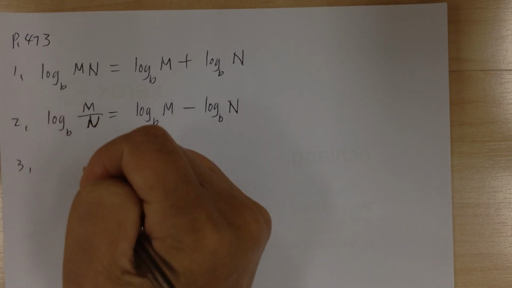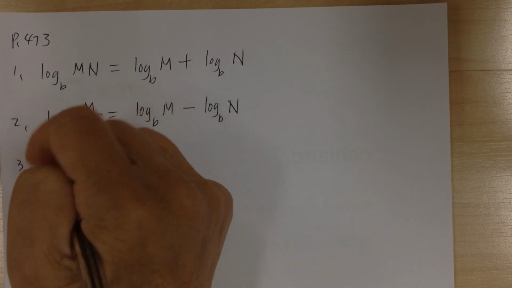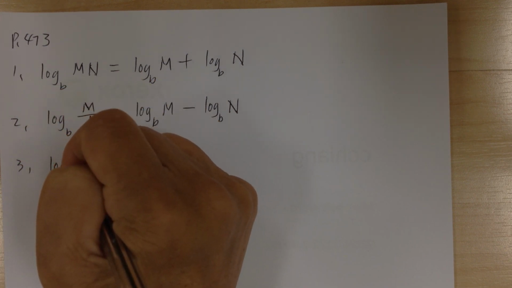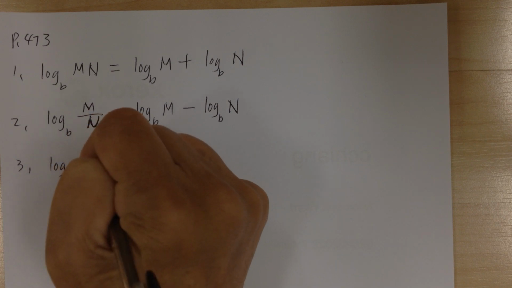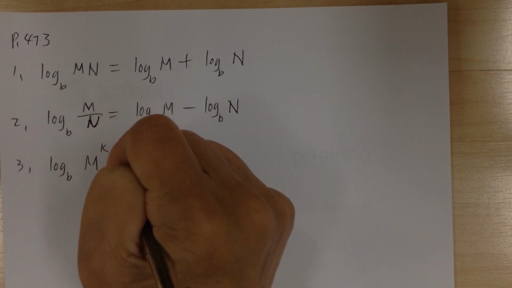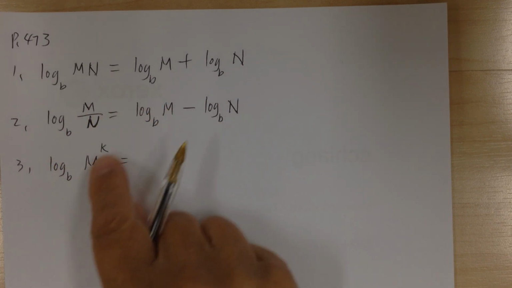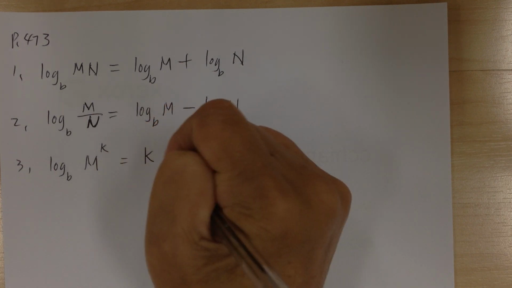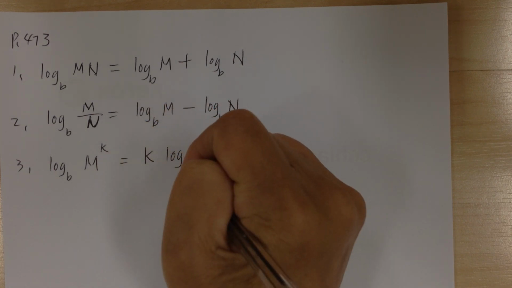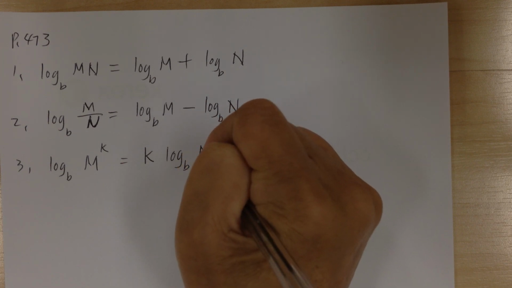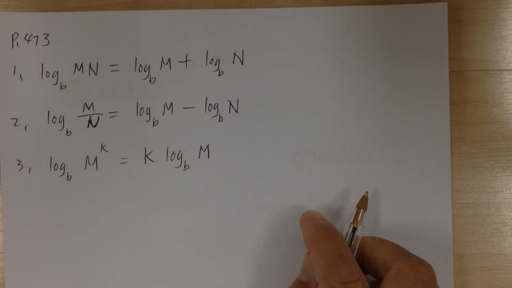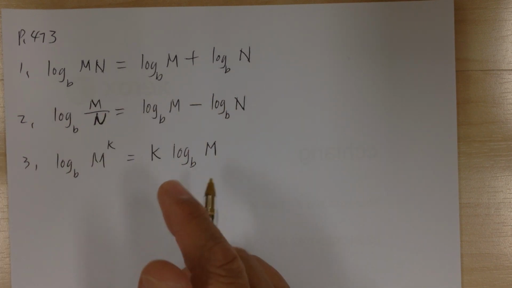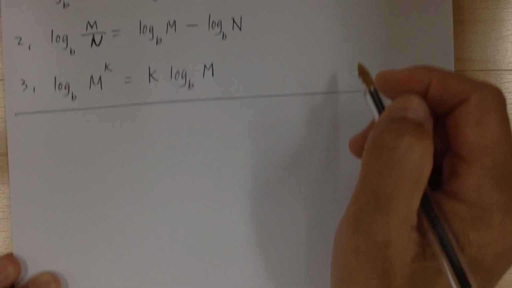And the third law is the power rule. So you have log base b of m to the power k. When you have an exponent of an exponent, you have to multiply. So in a way, this becomes k times log base b of m. Okay? So make sure you know these 3 laws forward and backward. Now let's go over some examples.